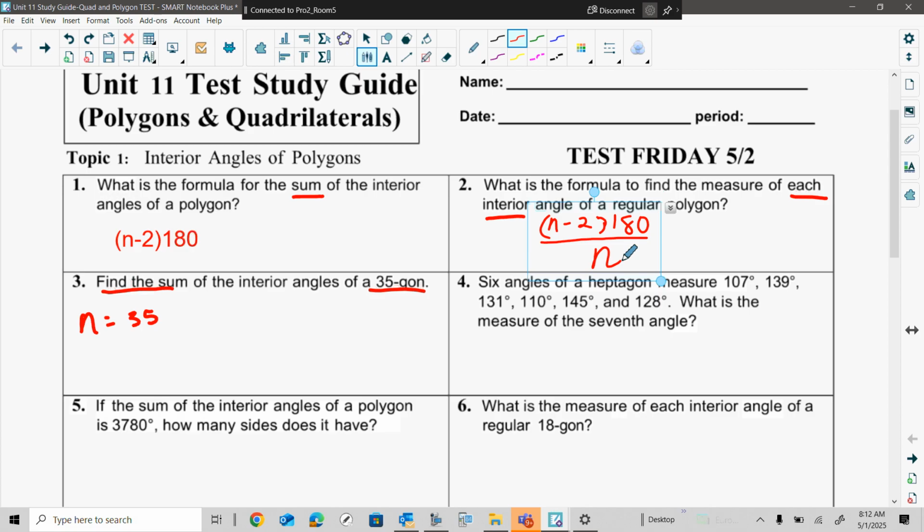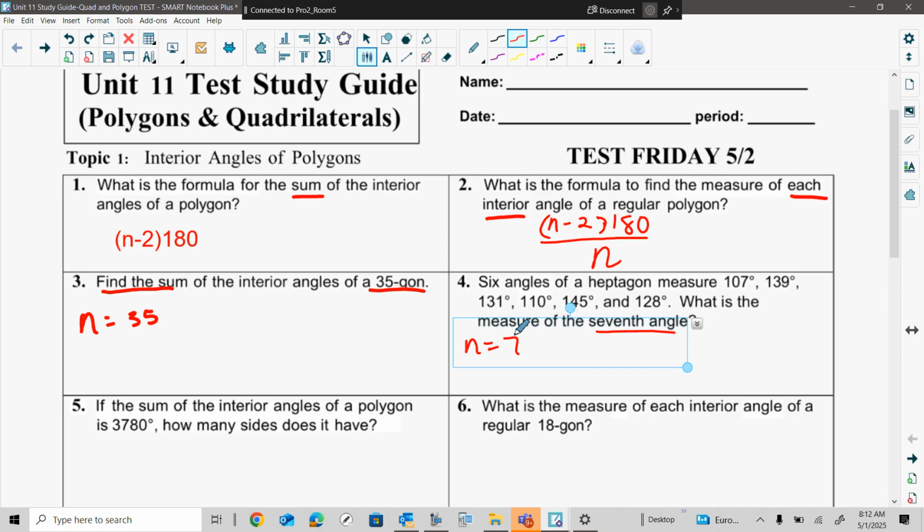So the first 4 here, we're talking about sum. They want you to find the 7th angle. So that means there are 7 sides. Your n is 7. And you're going to take the given angles, add them up, and subtract it from the sum. If it's a 7-sided figure, the sum should be 900.